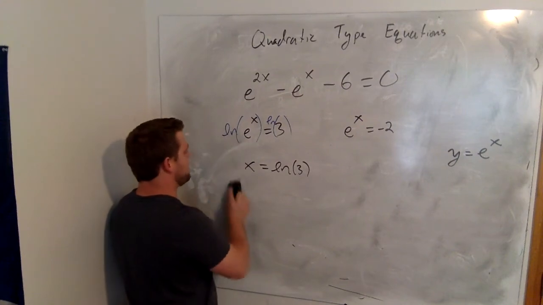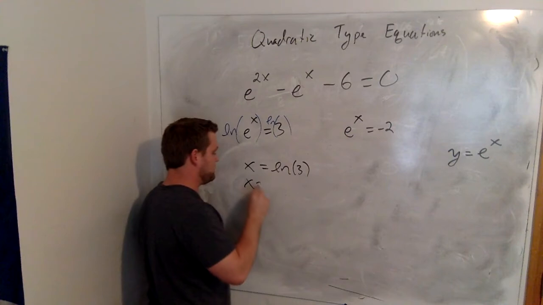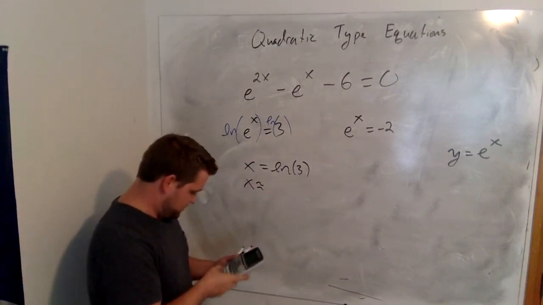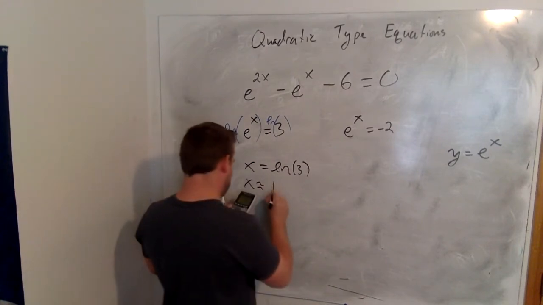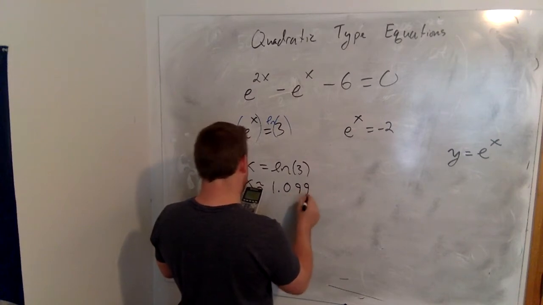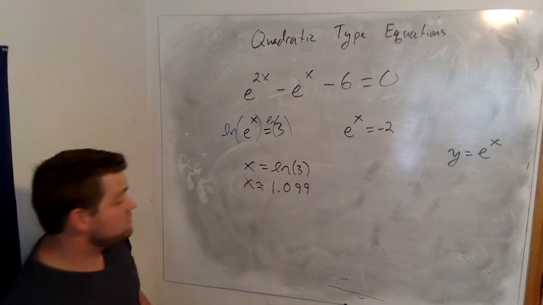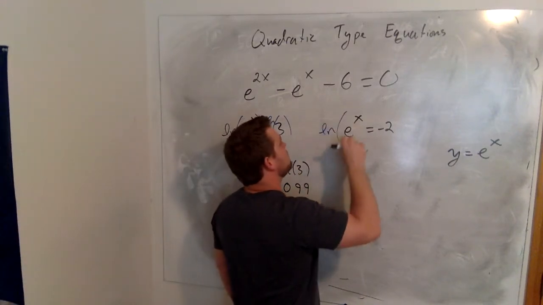Okay, we can plug that in our calculator to figure out roughly what that is. This is the exact answer. But what is the natural log of 3 approximately equal to? So the natural log of 3 looks like it's roughly 1.099 if we're rounding to 3 decimal places. Okay, let's try to do this next one. Okay, let's take the natural log of both sides.